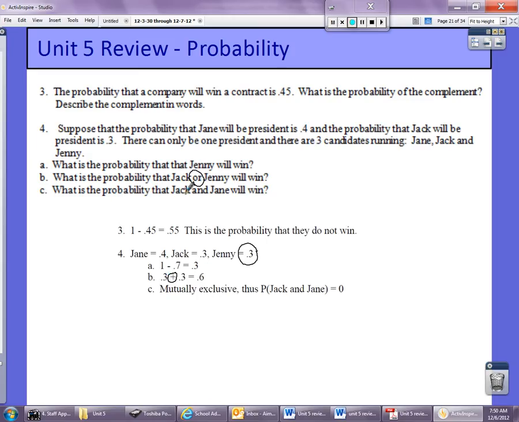What is the probability of Jack and Jane will win? Well, in this case, can both Jack and Jane win? Answer is no. In this case, I cannot have both of them win, so I should not use multiplication in this case, and therefore my probability is 0.